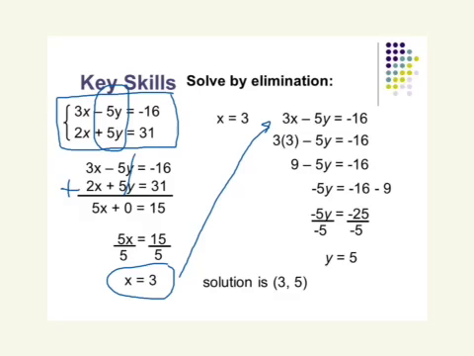We then get rid of that 9 by subtracting it from each side, and then we finish the problem off by dividing both sides by a negative 5. That leaves us with a y value of positive 5. So now we have an x value and a y value, so we have our solution. And our solution is the ordered pair 3, 5.